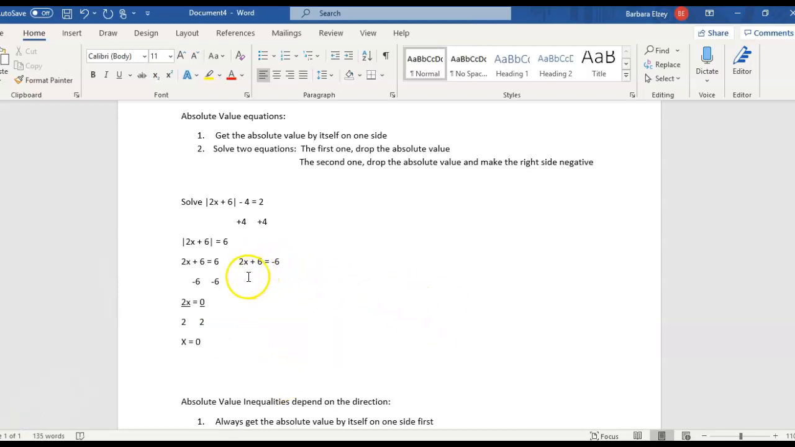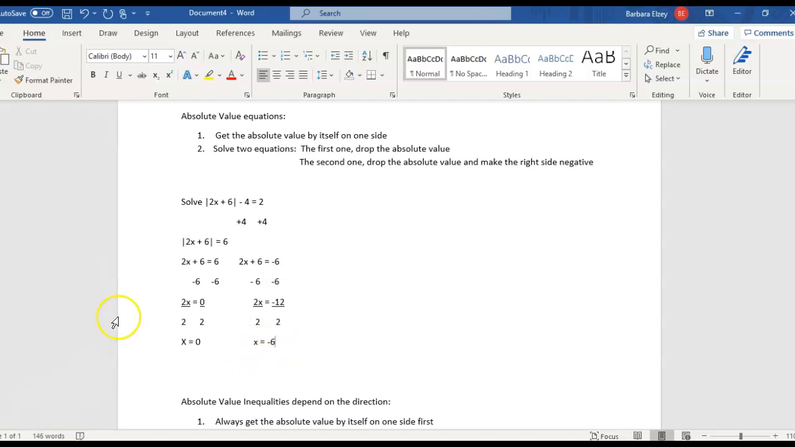And then this one, let's do the same thing. Let's subtract our 6 to get rid of it on the left side. Of course, we'll have to do that to the right as well. And that gives me 2x equals negative 12 here. And now let's divide out our 2 to get x by itself. All right, and we will get x equals negative 6.